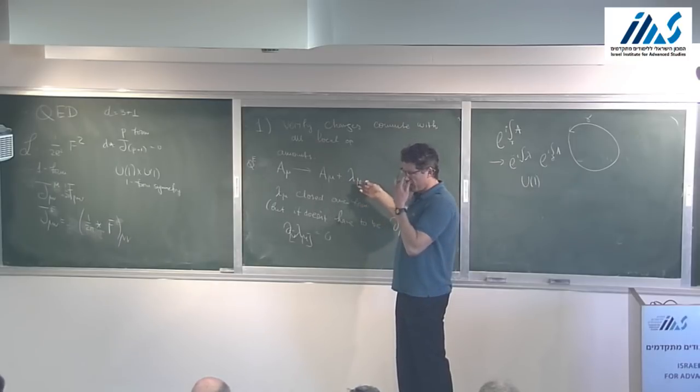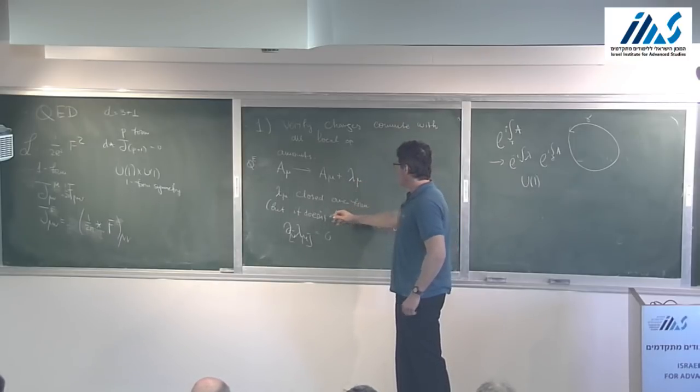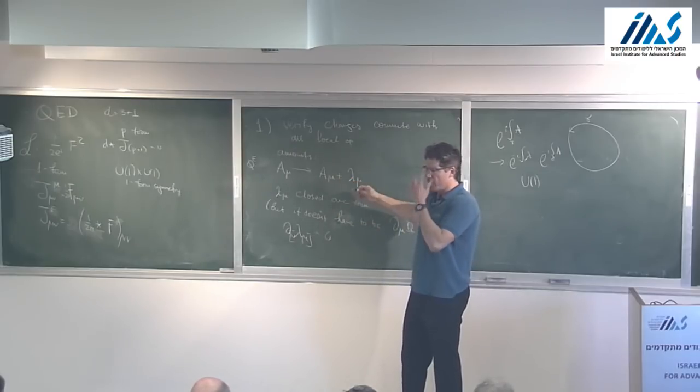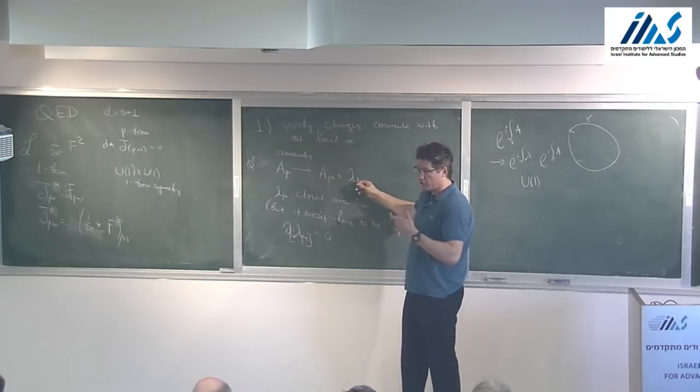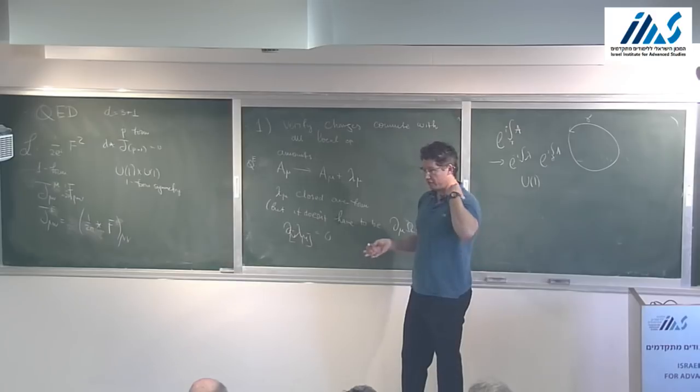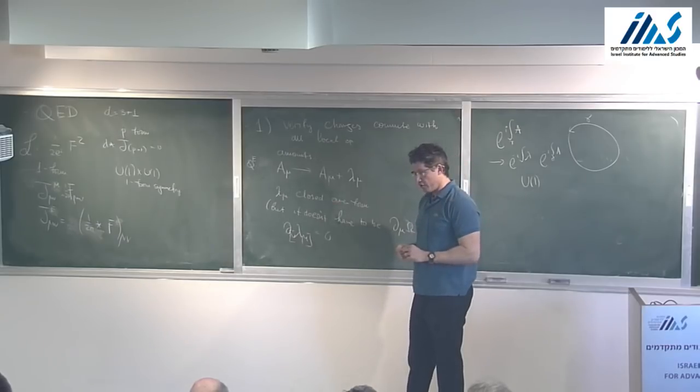An easy way to see that that's a symmetry is that if you did not require that it was closed, that would not be a symmetry. For instance, if you could add something that's not closed, it would mean that you can change the electric field locally. But the electric field is a physical observable. The energy density is a physical thing. You cannot change the energy density.